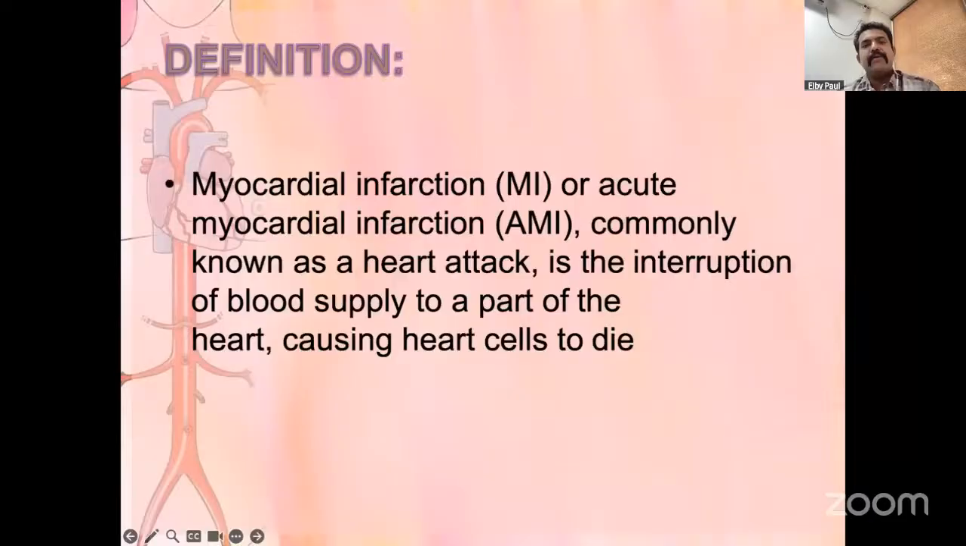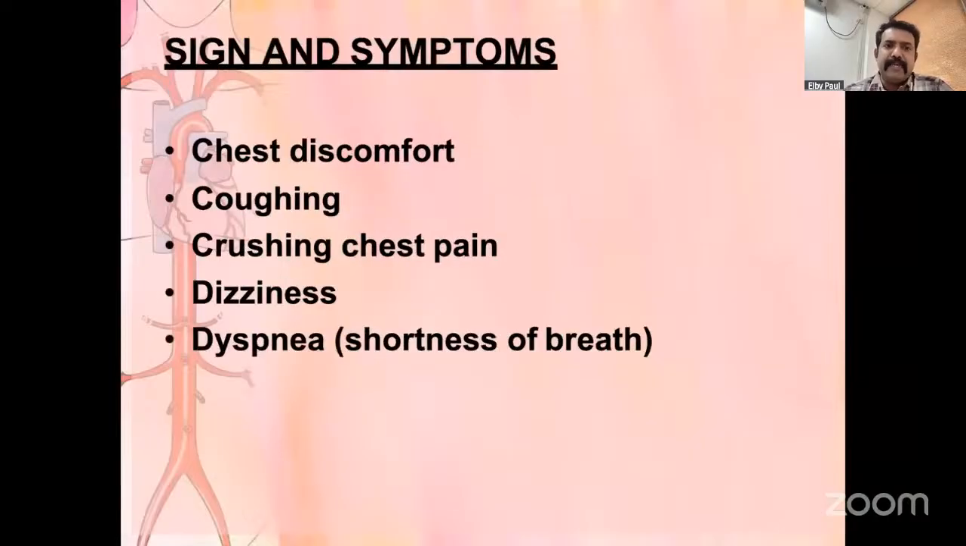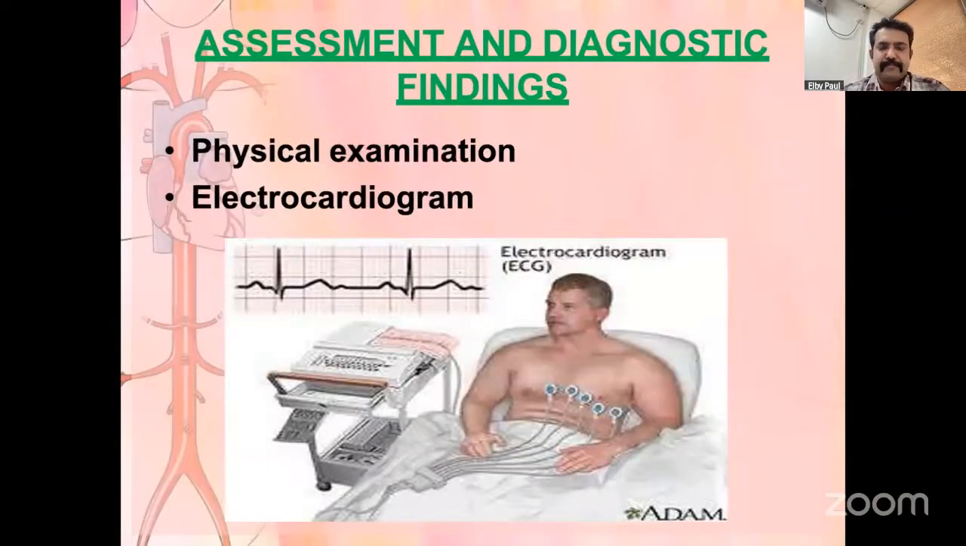myocardial infarction or acute myocardial infarction, commonly known as heart attack. It is the interruption of blood supply to part of the heart, causing heart cells to die. Okay, causes: atherosclerosis, high cholesterol levels, high blood pressure, diabetes, obesity and overweight, smoking, hereditary. Signs and symptoms: chest discomfort. Almost all signs are common in cardiovascular disease conditions. Coughing, crushing chest pain, dizziness, dyspnea, shortness of breath.